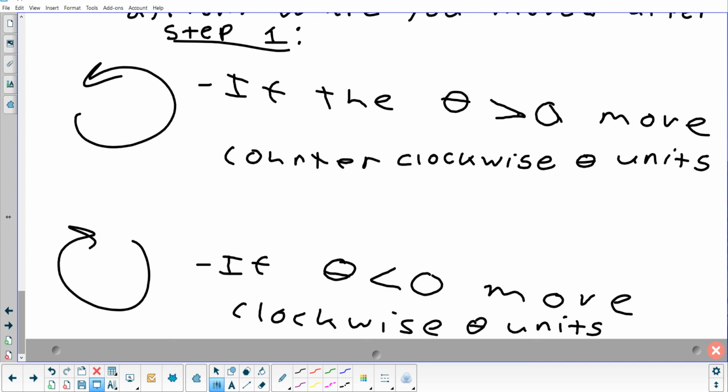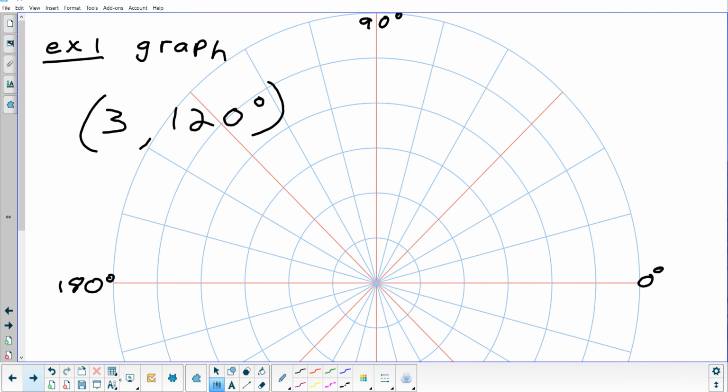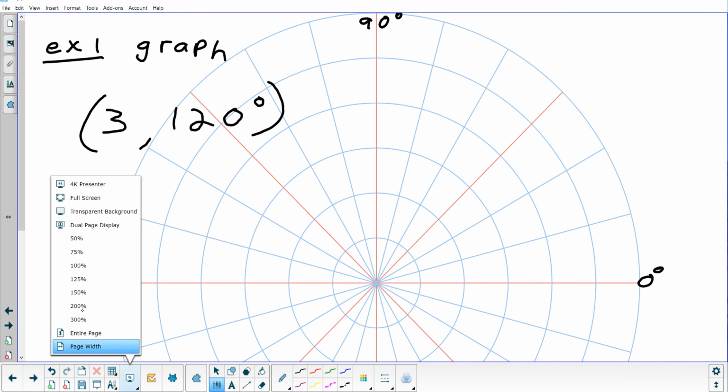Okay, so, any questions on the two directions you can go? When you go clockwise or when you go counterclockwise? All right, let's try an example. Bless you. All right, so here's our first one.